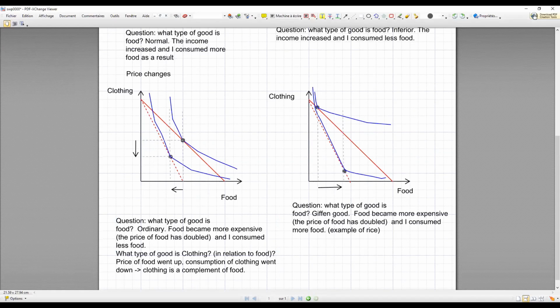Okay, we still have 3 minutes. So in the last three minutes, I'm going to show luxury goods versus non-luxury goods. Sir, did we answer the question, what type of good is clothing? Yeah, so clothing was a complement.